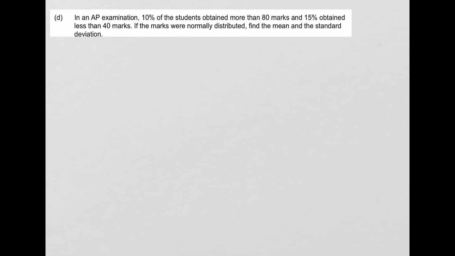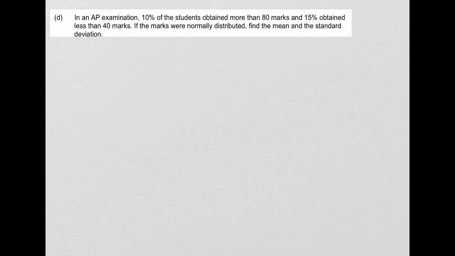Question D. In an AP examination, 10% of the students obtained more than 80 marks and 15% obtained less than 40 marks. If the marks were normally distributed, find the mean and the standard deviation. So here we've got to find two different things, the mean and the standard deviation, but they've given us two different sets of data.